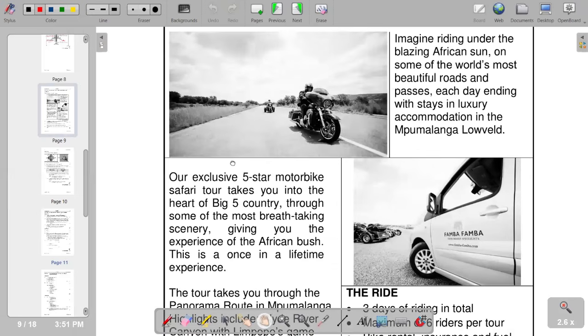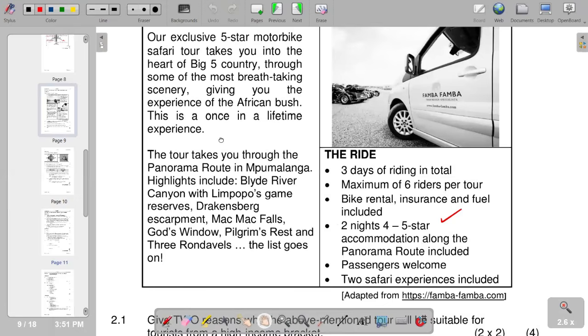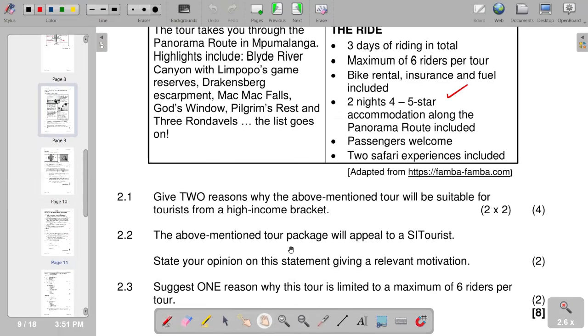Then moving on to the next part, which is now 2.2. The above mentioned tour package will appeal to the SI tourists. State your opinion on the statement giving a relevant motivation. So, of course, you will have to give your opinion on that.